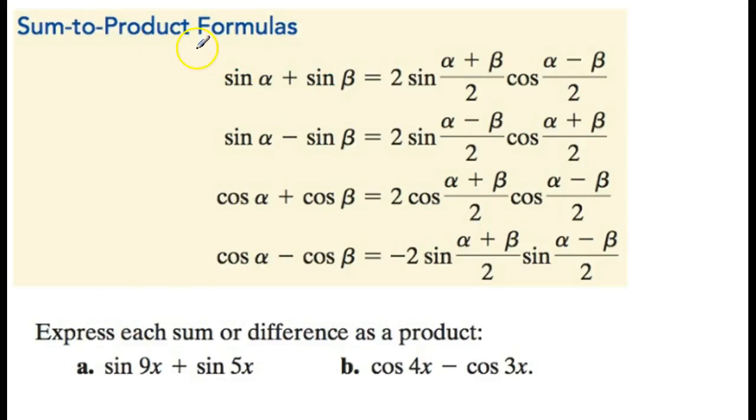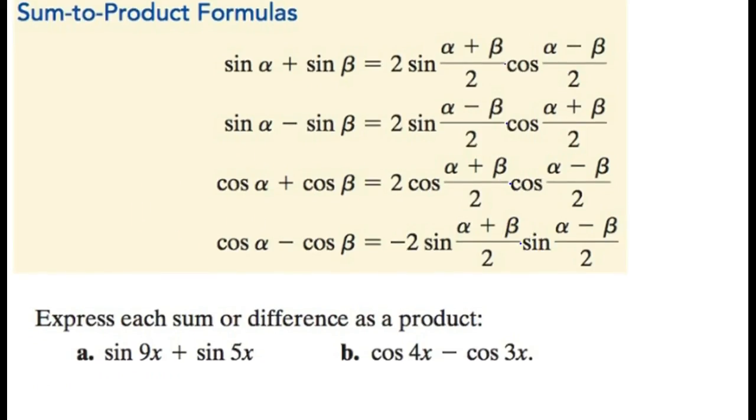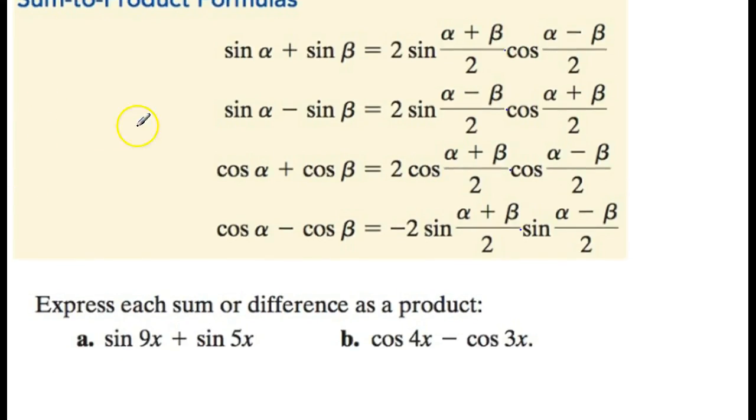Sum to product reverses the role. We now start off with addition or subtraction, and we end up with multiplication as that last operator. So we start off with adding trig functions or subtracting trig functions and end up with multiplying them. All right, so once again, I'm going to start off with adding two sines. That's this one right here. So alpha and then a beta. So we add them together and divide by 2, average them.